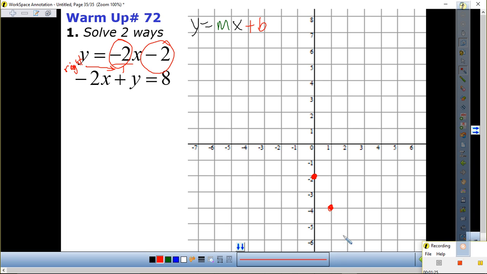point. To plot more points, now starting from this one, I use the slope again. 2 down and 1 to the right. 1, 2, 1 to the right. I'm going to graph my line, stretch it as much as you can. There it is.